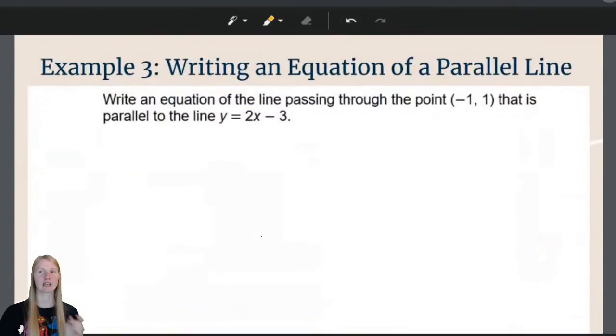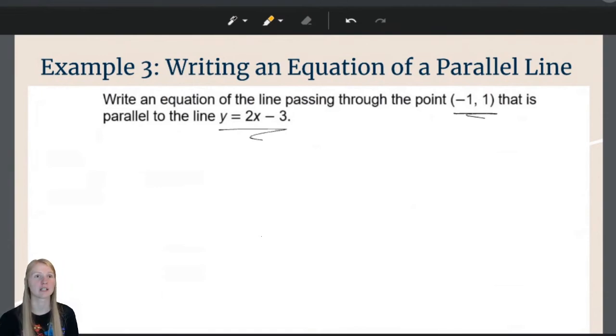Let's move on to example 3, writing an equation of a parallel line. So, write an equation of the line passing through this point that is parallel to this line. Remember, from 3.2, there is only one line going through a point that is parallel to another line. Only one line, so we don't have to worry about finding multiple.